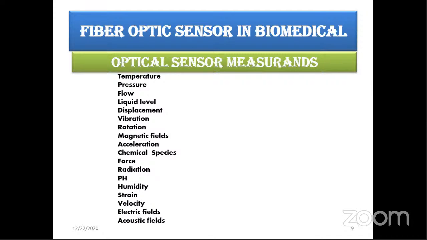Actually, these are the optical sensor measurements. Some of them are temperature, pressure, flow, liquid level, displacement, vibration, rotation, magnetic fields, acceleration, chemical species, force, radiation, pH, humidity, strain, velocity, electric fields, and acoustic fields, and so on. By using measurements such as pressure, flow, pH, chemical species, and strain, we are using this optical sensor in the biomedical, that is, in the healthcare industry.